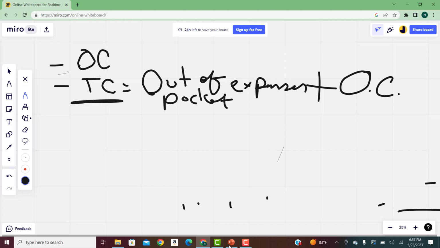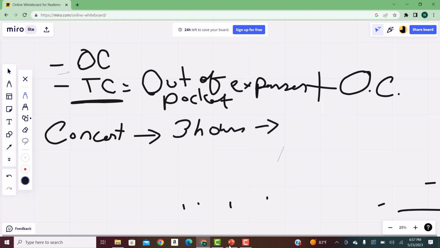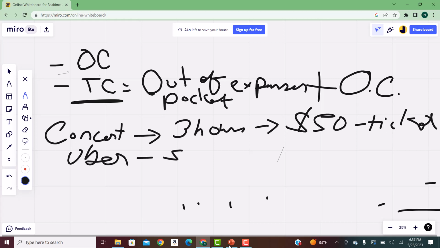Okay, so let's say you want to go to a concert for 3 hours. You decide you will go to a concert for 3 hours. Now, the ticket price to go to the concert is $50, the cost of the ticket. Then you will take an Uber there, and it will cost you $10 to go there. Okay? $10 is your overall cost.